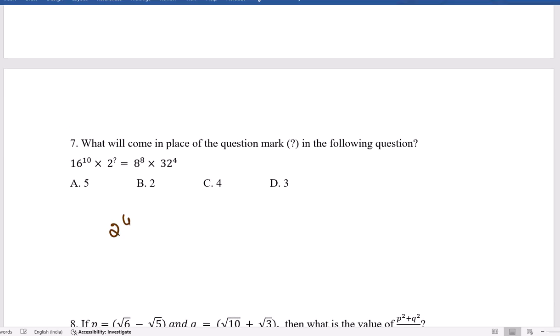This is 2 power 40 into 2 power x. This is 2 power 24, 2 power 20. Now x value must be equal to 4. Basis: a power m into a power n is a power m plus n. If you apply, you will get x value 4.